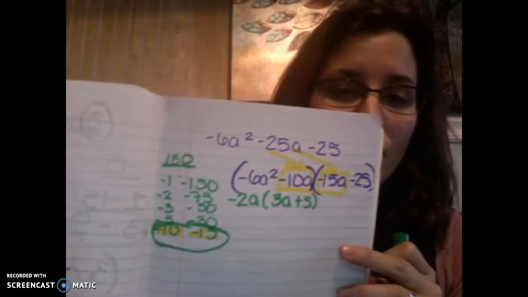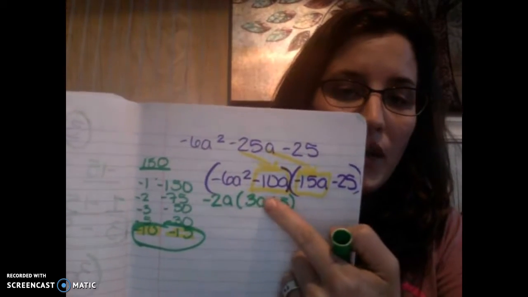What's the largest number that can be divided into both negative 6 and negative 10? Negative 2. I'm taking a negative 2. And 6 has an a squared and negative 10 has an a. So I could also take out an a. Now if I divide negative 6a squared by negative 2a, I get positive 3a. And if I divide negative 10a by negative 2a, I get positive 5. So far, that's what we got.